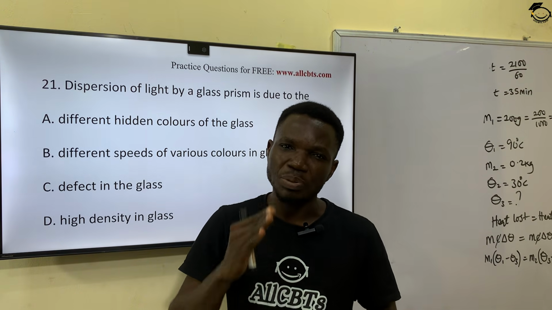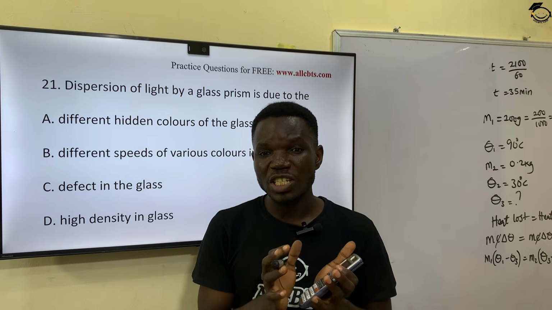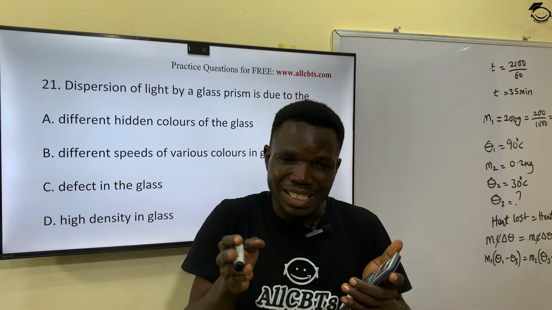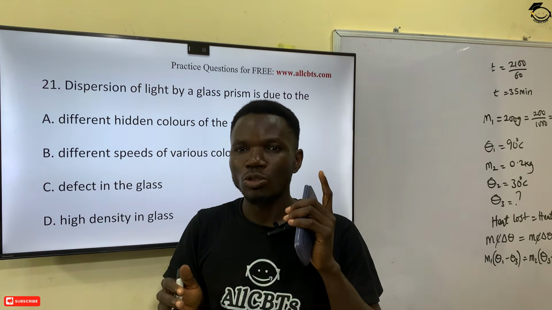And this is due to the speed of the different colors of light. So the different colors of light have different speeds. So as they pass through the prism, they are separated into their separate colors based on their speed. So we call it what? Diffraction of light.